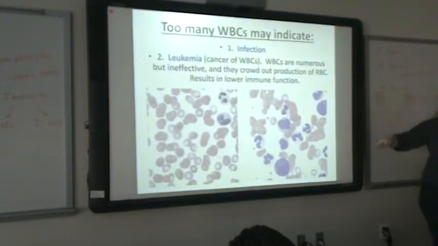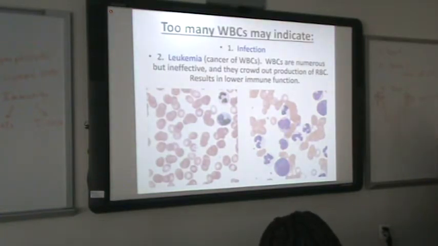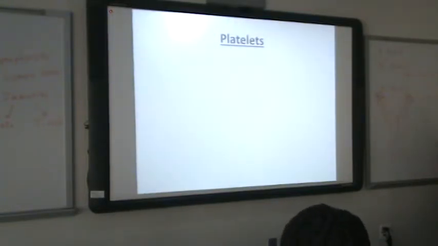So from this section, white blood cells, you need to know the names, the general function. What do they look like? And there are five of them. Okay, good.